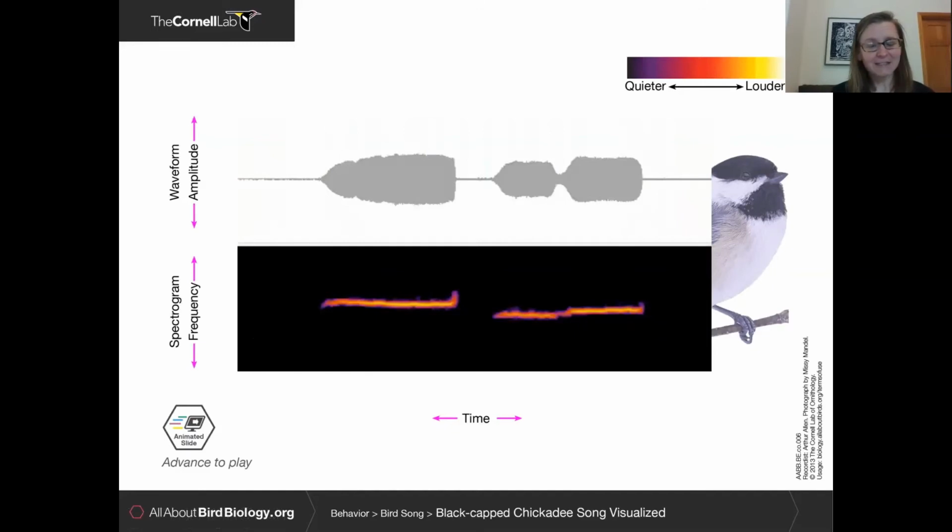Okay, that is a black-capped chickadee, a typical song, which a lot of people describe as sounding like, "Hey, sweetie."